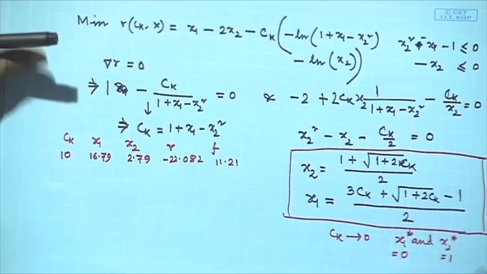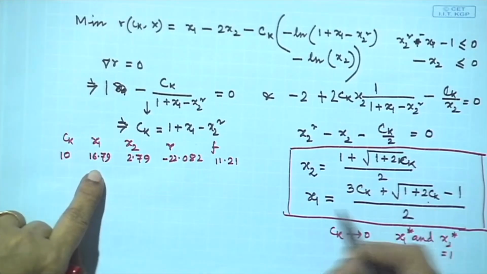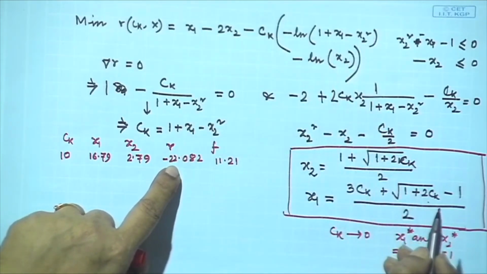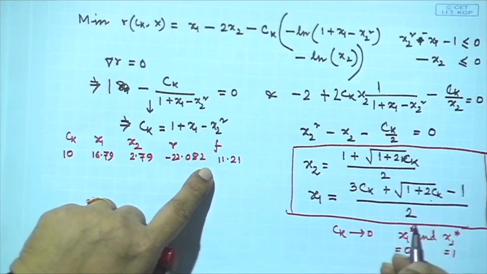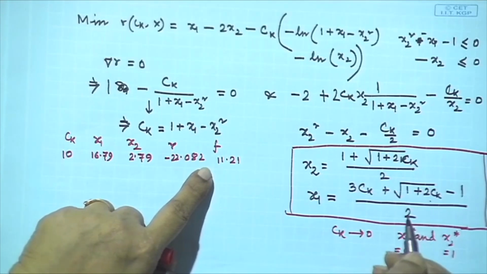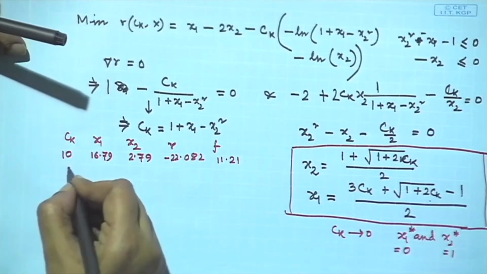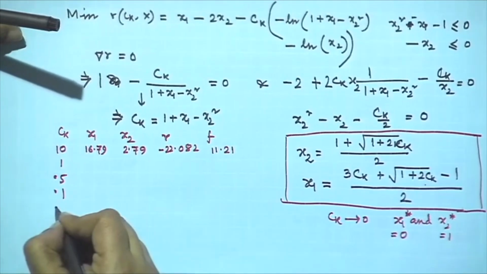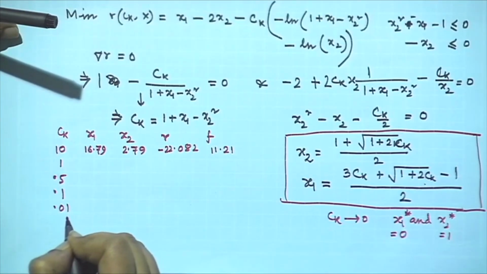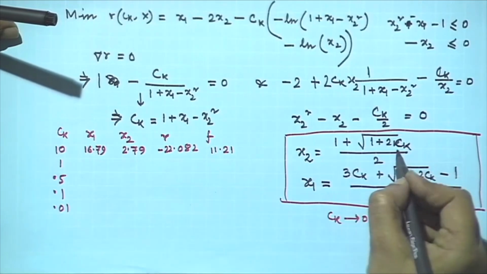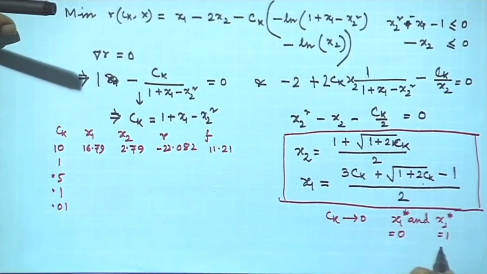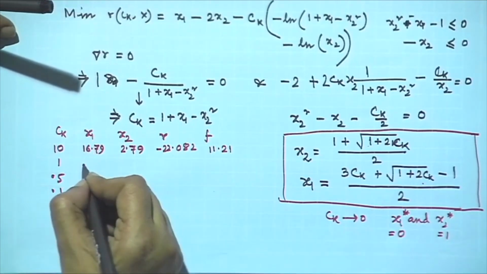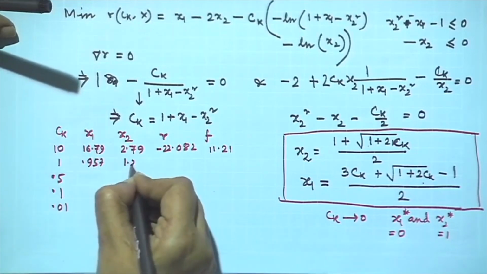If you substitute the value for c k here, x1 will come from this, x2 will come from here, and the r value will come if I substitute the values for x1, x2 and c k here, and the original f will be x1 minus 2 x2. If we do it for other values, c equal to 10, 0.5, 0.1, 0.01, any problem? If c k tends to 0, this is 1 plus 1 divided by 2, that is 1, and this is 0. And we will get a sequence of this, that would be 0.957, 1.207, like that.